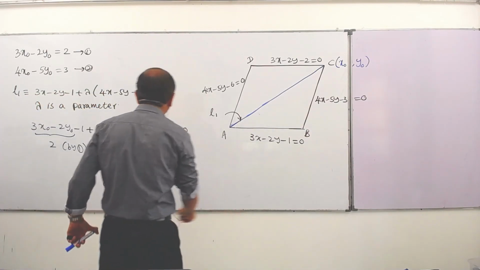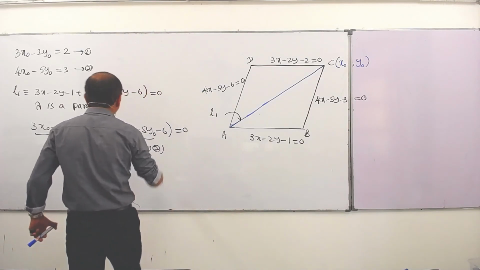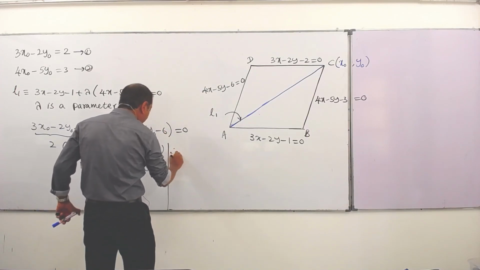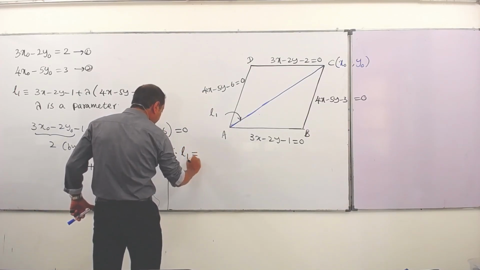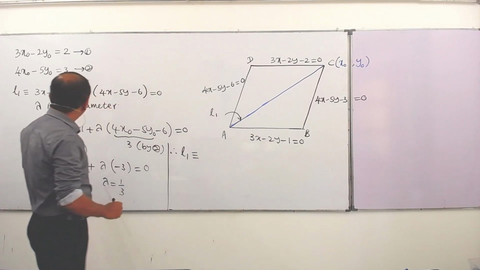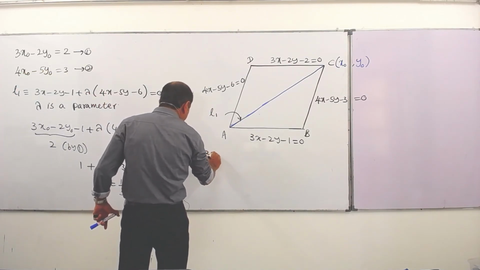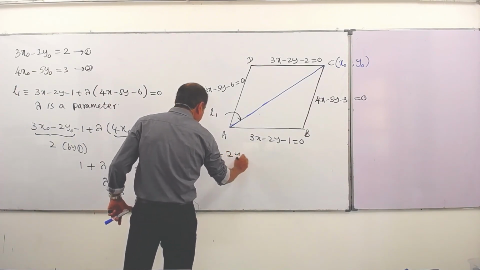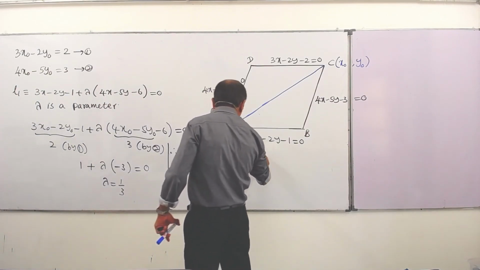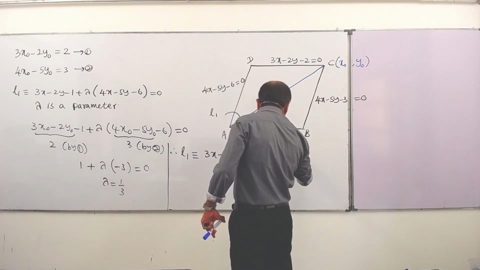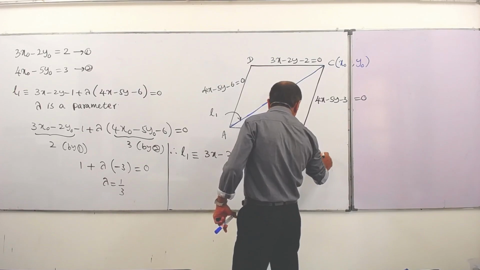Therefore L1: substitute 1/3 here. 3x minus 2y minus 1 plus 1/3 times 4x minus 5y minus 6 equals 0.